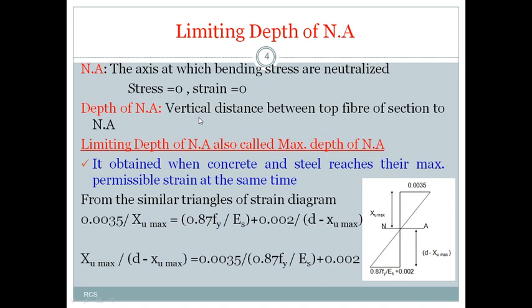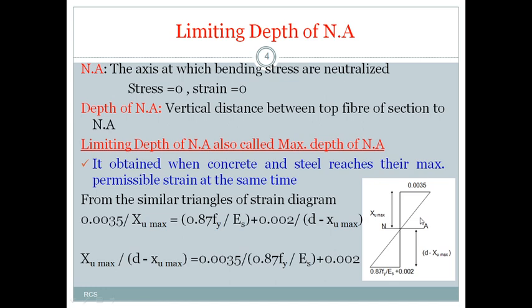Right. Now let me define what the limiting depth of neutral axis is, also called the maximum depth of neutral axis. So how do we obtain it? The limiting depth of neutral axis is obtained when concrete and steel reach their maximum permissible strain at the same time. What do you mean by this? I will explain with respect to this figure, the strain diagram.